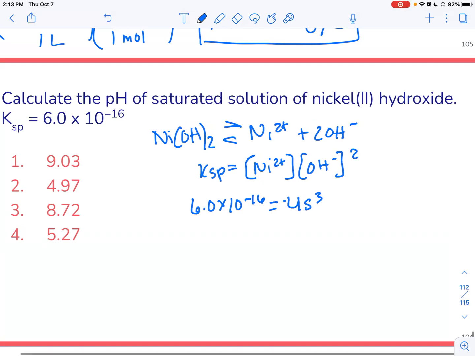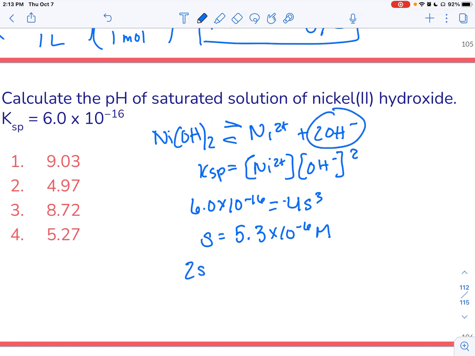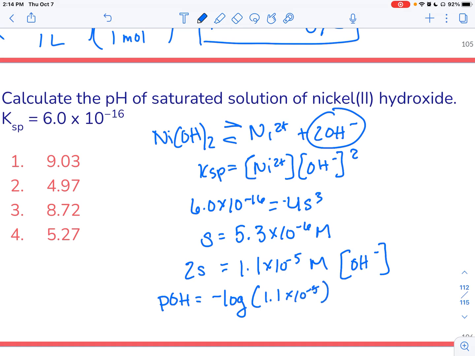So then we have S is equal to this. So 2S, because we know for OH it's going to be 2S, is equal to 2 times that. So that's the concentration of OH minus. You can go ahead and find the pOH, negative log, which is 4.96, and then to find the pH, you just subtract that from 14. So pH is 9.04.